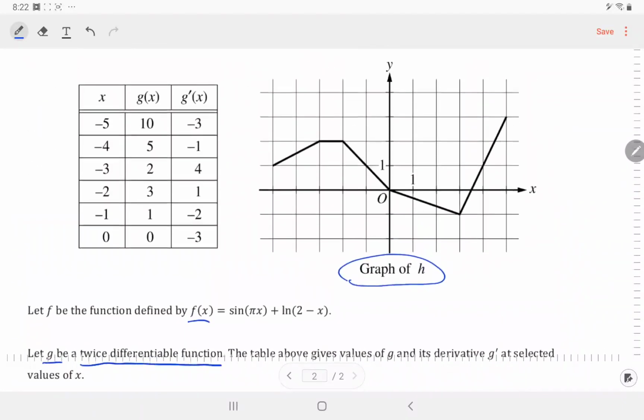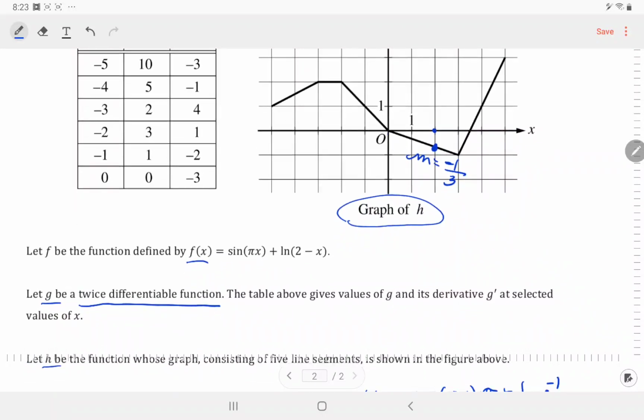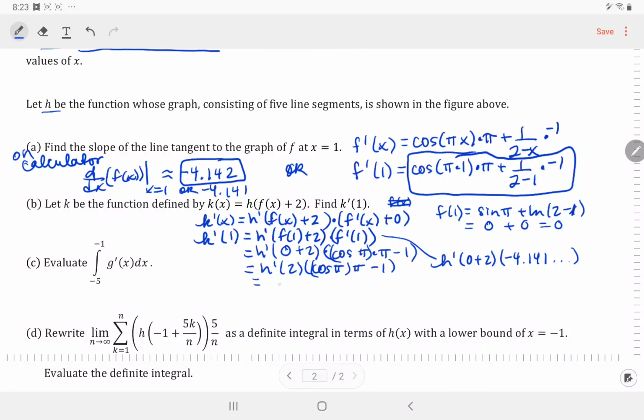Okay, h prime of 2. What was h? H prime of 2. It's a line. So the slope here would be down 1, right 3, because it is a line, and lines have slopes the same all the way. So that's down 1, right 3. Okay, so that's negative 1/3. So this would be negative 1/3 pi cosine pi. I know cosine pi is negative 1, but I don't need to simplify that for BC.